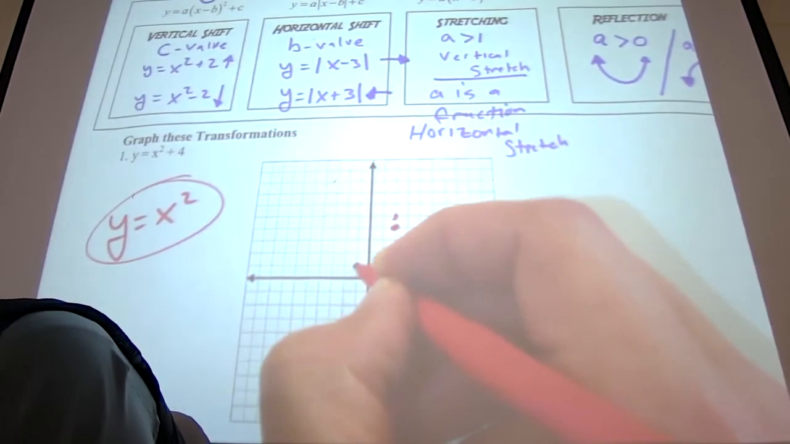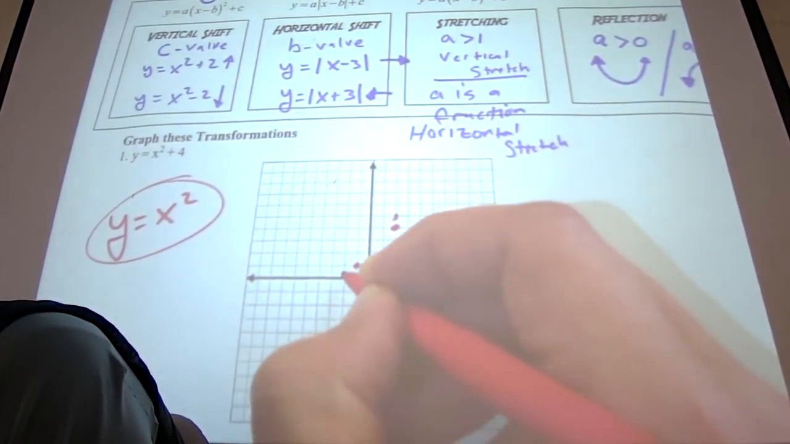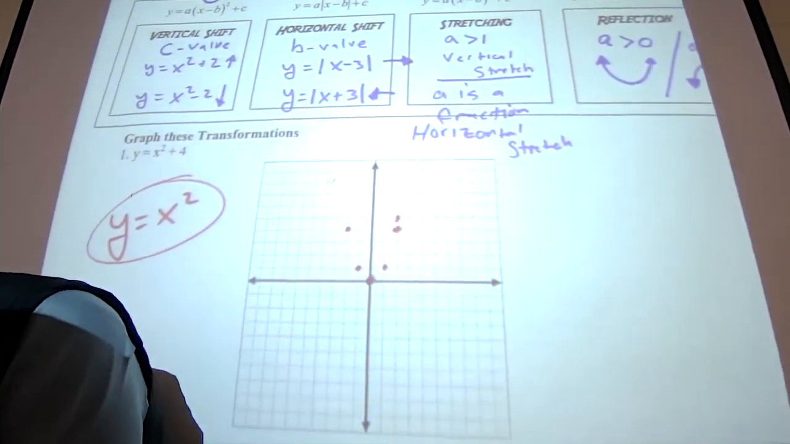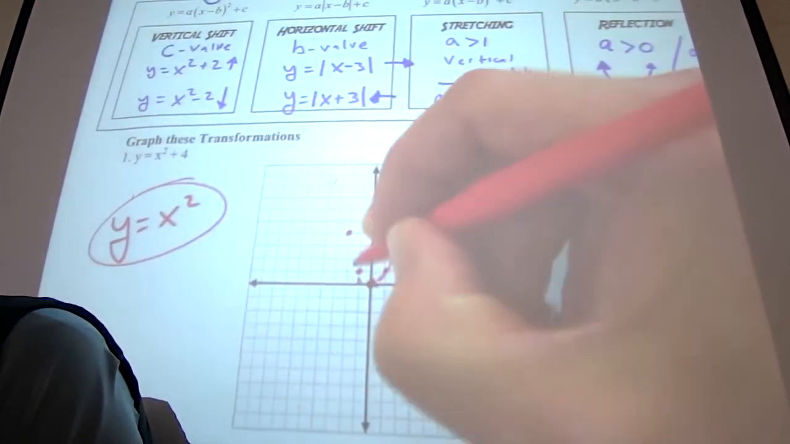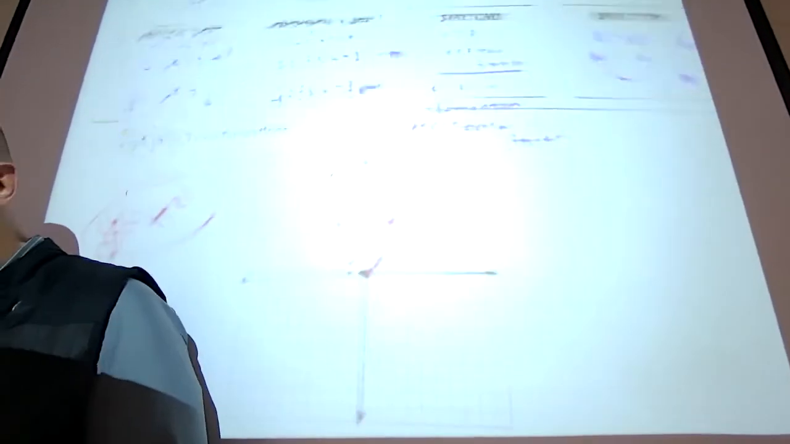And if I plug in -1, I get 1. And if I plug in -2, I get 4, like that. Okay, so this is the parent function. So this is what the graph looks like. That's a nice, pretty parabola.